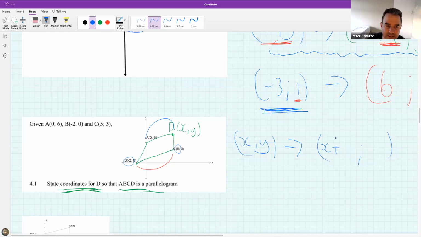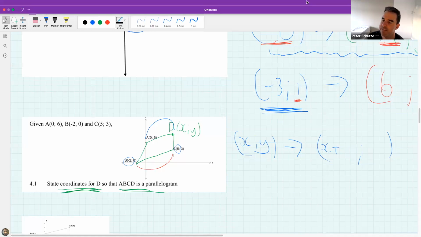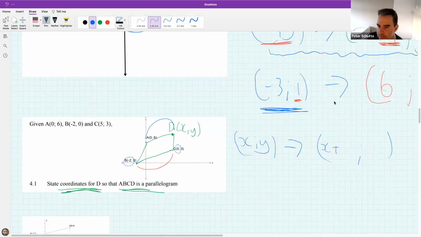Who thinks they know how I get from -2 to 5? Annie, I'll explain in a moment. Let's just do this one and then I'll go through that again. So how do I get from -2 to 5? I think I need to increase x by 7. So I'll go x plus 7. And then to go from y is 0 in B to y is 3, it feels like I just need to go plus 3. So that's the GPS. That's how we get there.